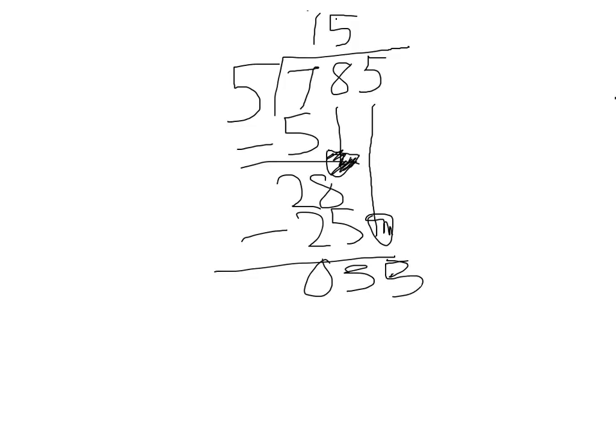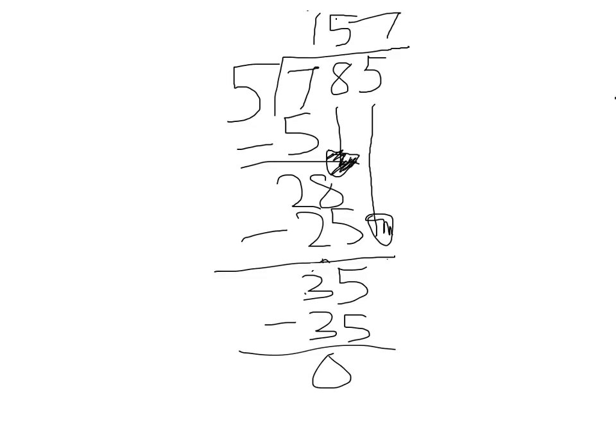I'm going to erase this. Your answer is 18,000. So I'm going to put 35. And then we do what times 5 can get us closest to 35, or the exact same as 35, and that would be 7. And then we do 35 minus 35 equals 0. So our answer is 157.